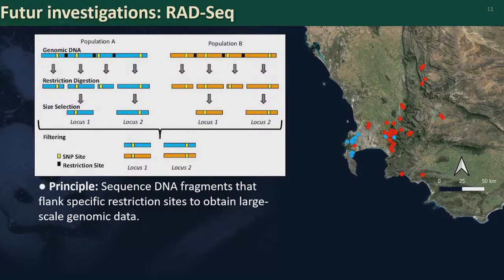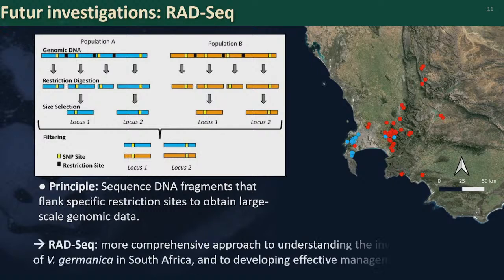Briefly, the principle of that method is to fragment the whole genome into small parts to obtain large-scale genetic data, and I will be able to make the comparison between the two populations, for example, the population of haplotype red and the population of haplotype blue, and understand more of the population dynamics of the species. It can bring a more comprehensive approach to understand the invasion dynamics of the species and develop effective management strategies, maybe to prevent the species from coming into a new environment like savannas.